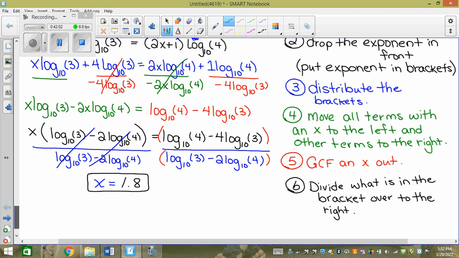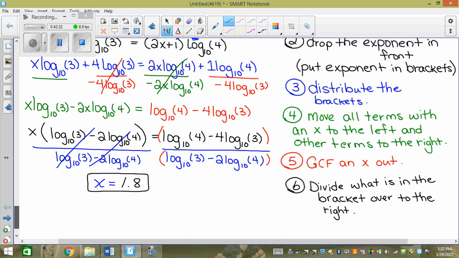So your first step is to log base 10 both sides so that you can take the exponents and drop them in front. Once the exponents are in front, in brackets, you distribute. Once you've distributed, you get all the x's on the left, everything else without an x on the right. Why do you get the x's together? So you can take a GCF of an x out. And then you can divide it over. It should make sense to you.